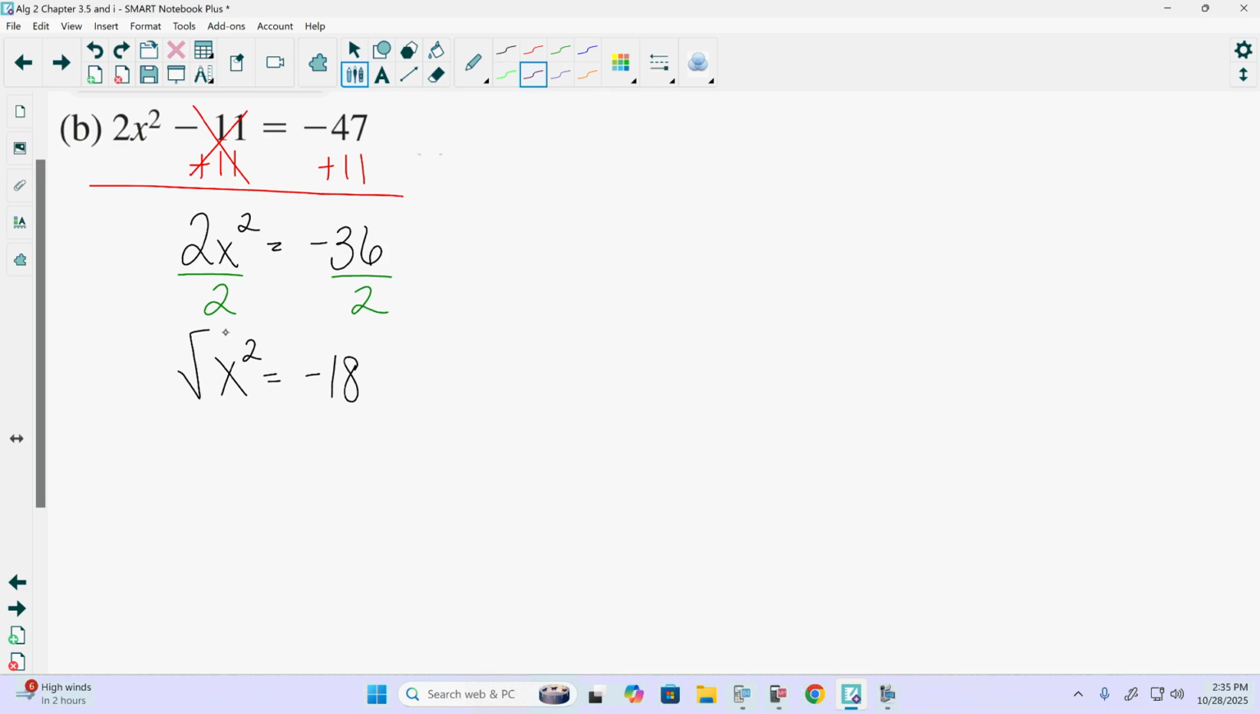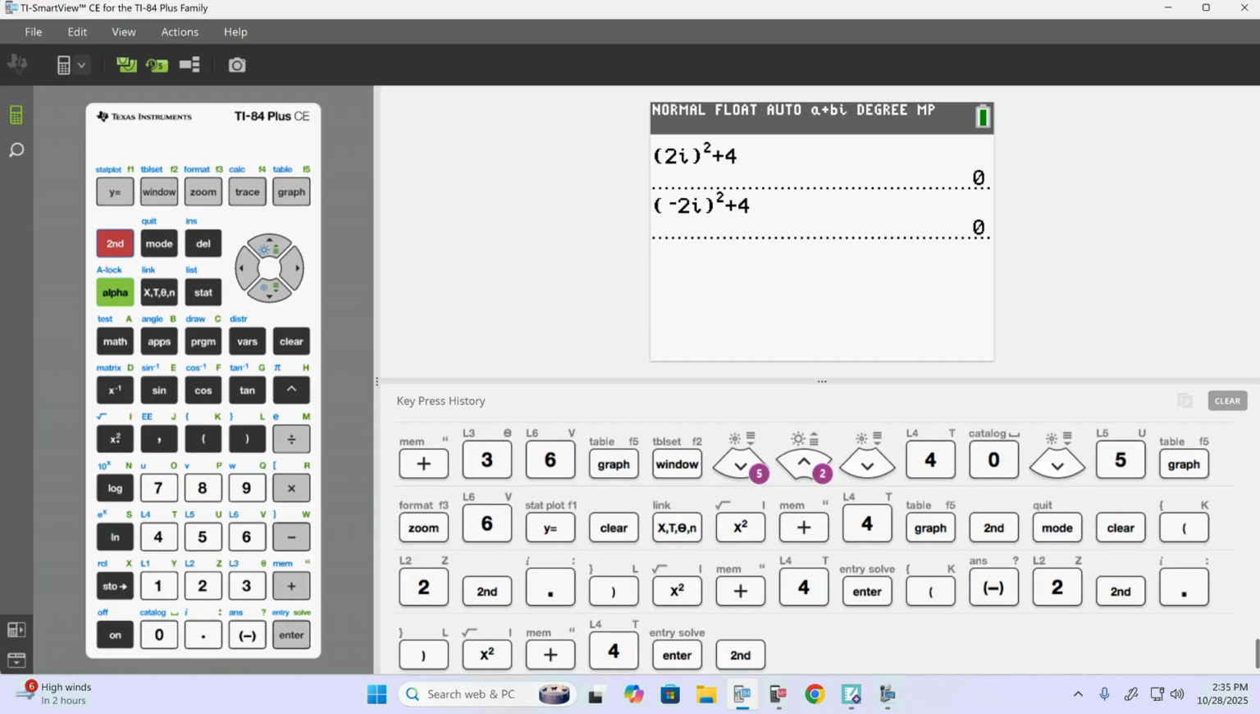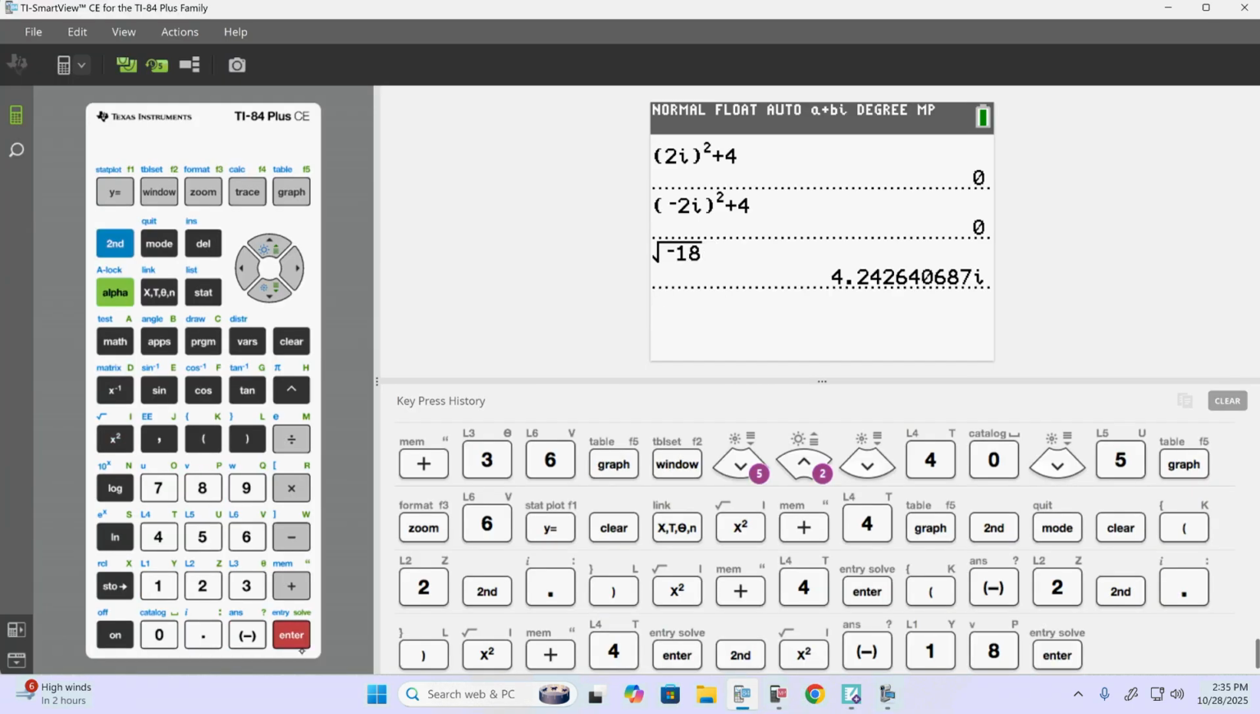We can square root both sides. Now the square root and square will cancel, giving us x is equal to plus or minus the square root of negative 18. The graphing calculator will tell us that it is 4.242640687i.